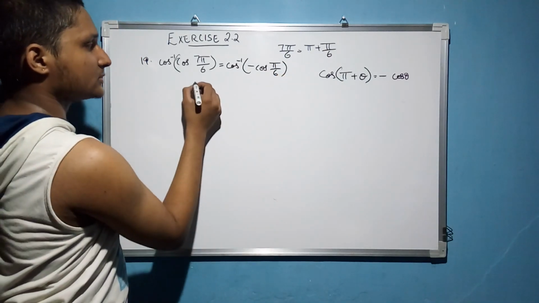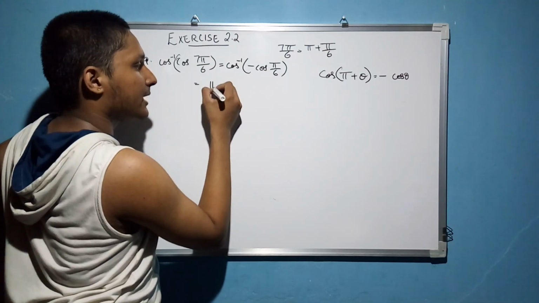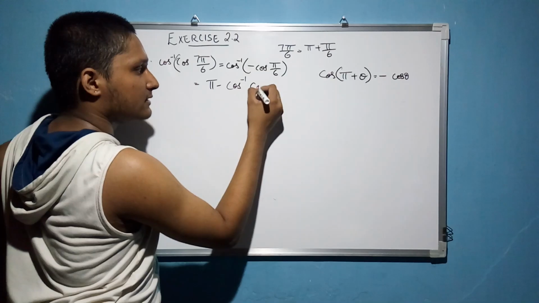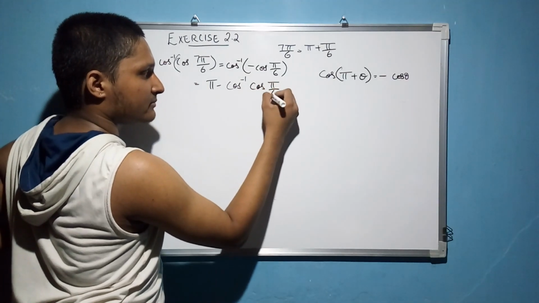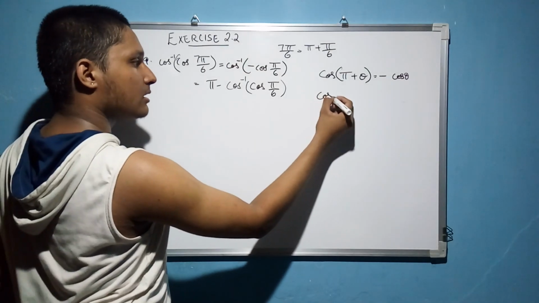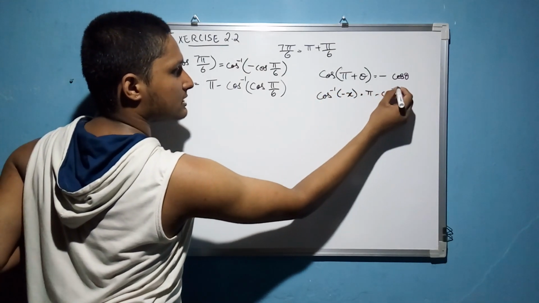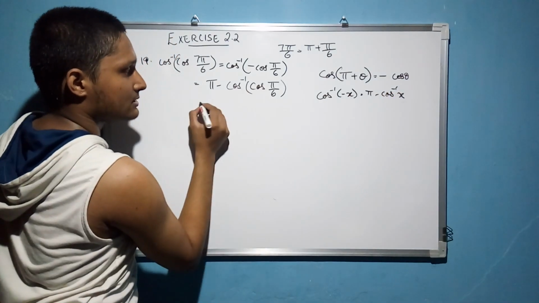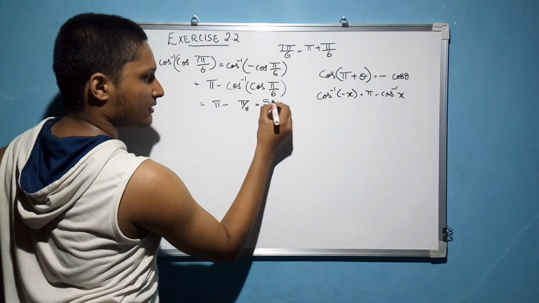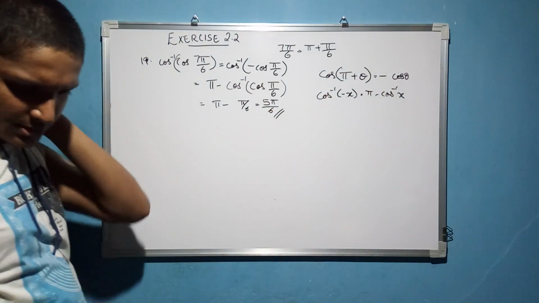Okay. So now cos inverse of minus x is pi minus cos inverse of x. That is the thing I have used here. So this comes to be pi minus pi by 6, that is 5 pi by 6. 5 pi by 6 comes to be the option B.